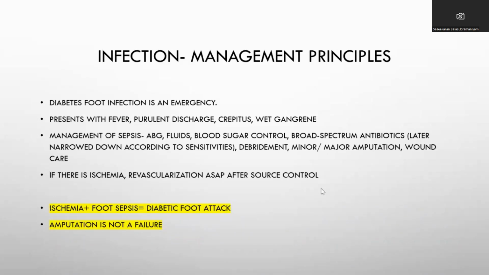So they present with fever, purulent discharge. Sometimes you might be able to elicit some crepitus, and you can diagnose a wet gangrene. Yes, they are poor pulse. So these patients need admission, you have to manage this according to sepsis, whatever the recent guidelines. So just a summary, you have to give fluids, you have to do a blood gas, you have to control the blood sugar, whichever way.